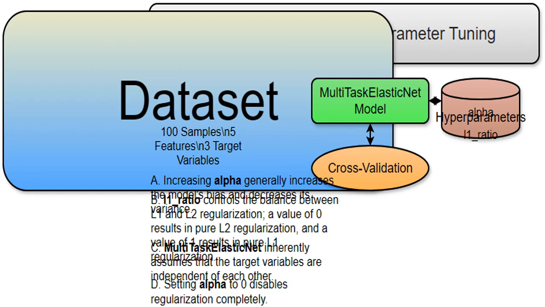I'm working with a dataset containing 100 samples, each described by 5 features. The goal is to predict 3 different target variables for each sample. This is a multi-output regression problem because I want to predict multiple things from a single input. Think of it like predicting a house's price, size, and age based on its features.